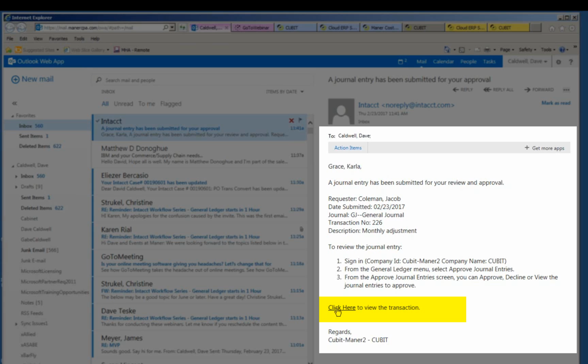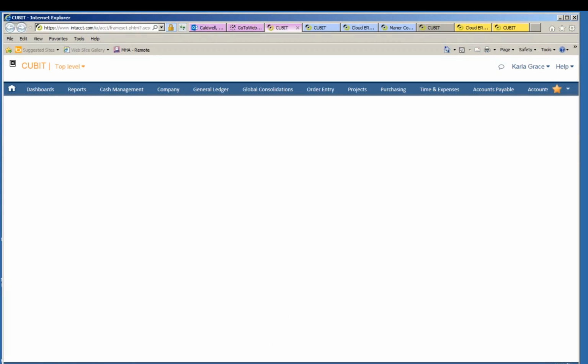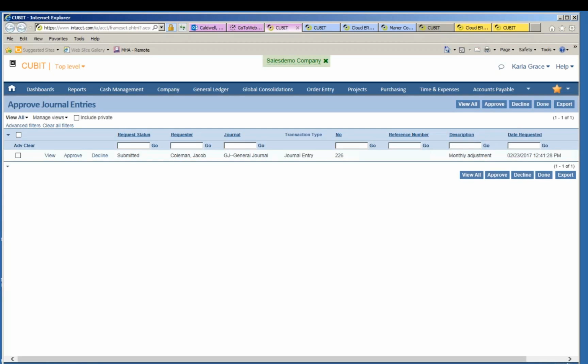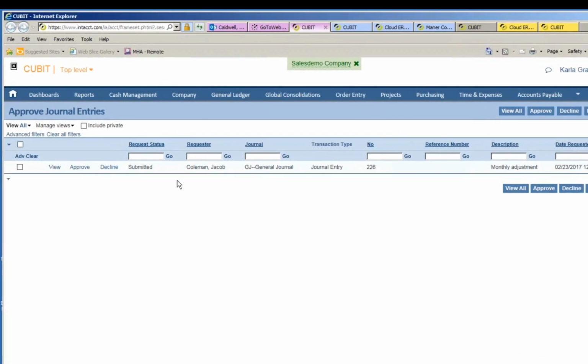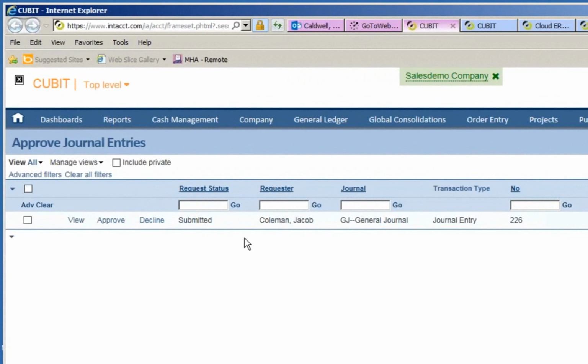So I'm going to click here, and this is going to take me directly into that area of the general ledger that will allow me to see all of the journal entries that are ready for me to go through and make a decision on, to either approve or decline. And you can see the one that was just entered is now here and available. I have the ability to view it. I have the ability to either approve or decline.